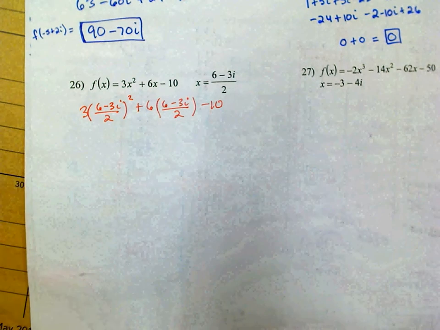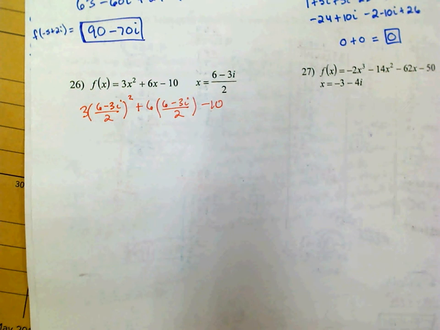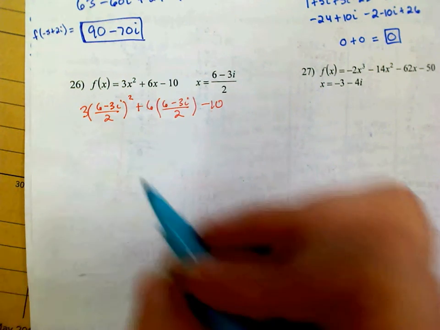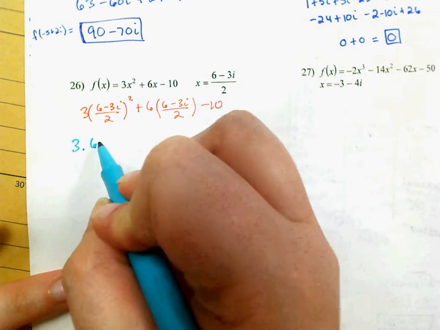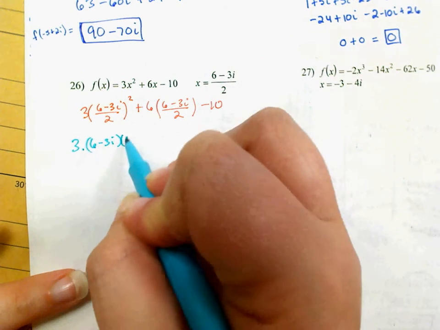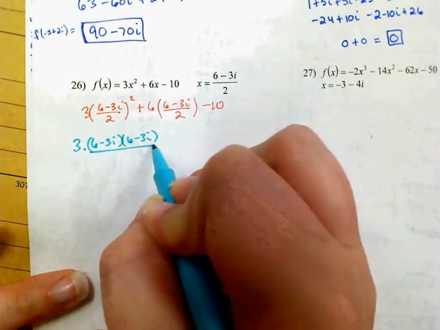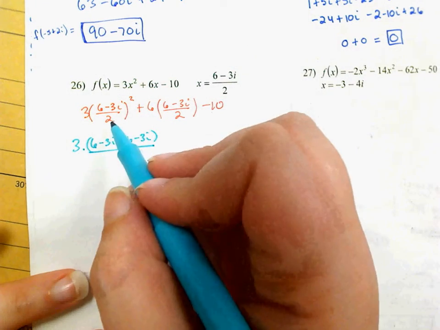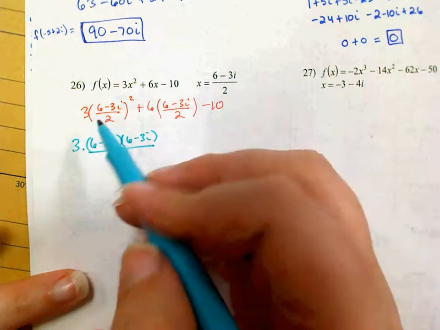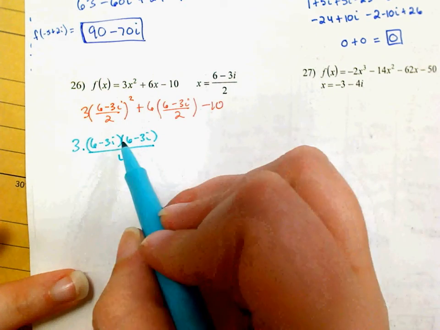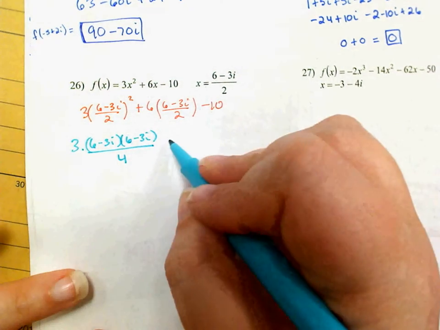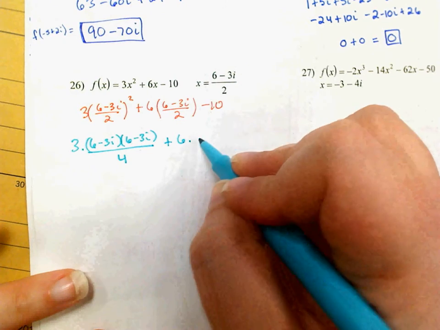Okay. So the first thing I want to do is rewrite this expression. So I've got 3 times (6 minus 3i) times (6 minus 3i). So that's the numerator squared, and the denominator squared is 4. And you can think of it as (6 minus 3i) over 2 times (6 minus 3i) over 2. All you get is this times itself divided by 4, plus 6 times (6 minus 3i) divided by 2.